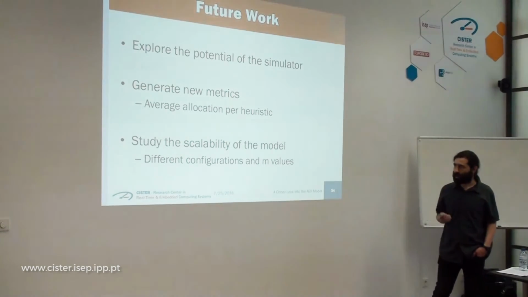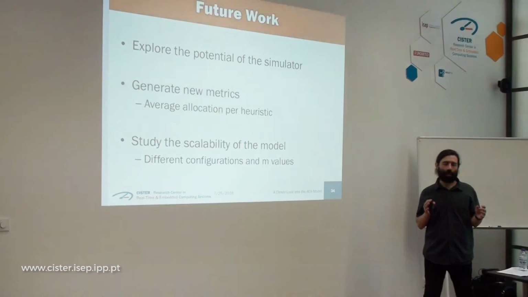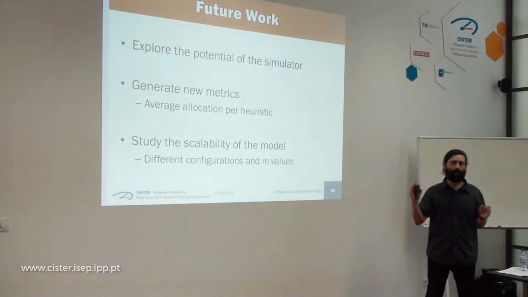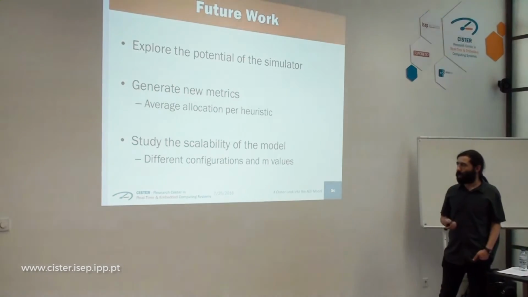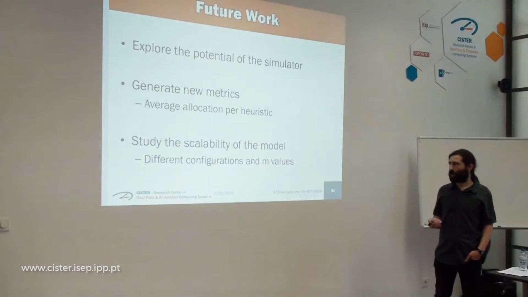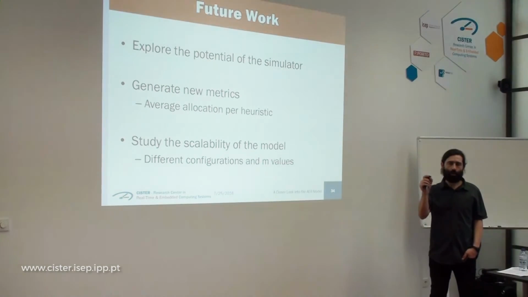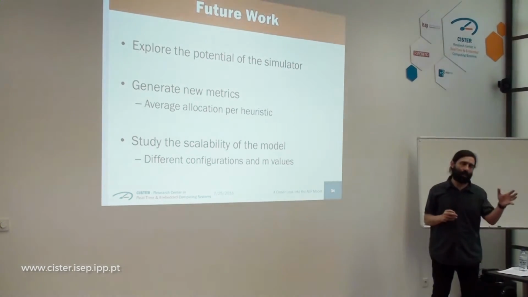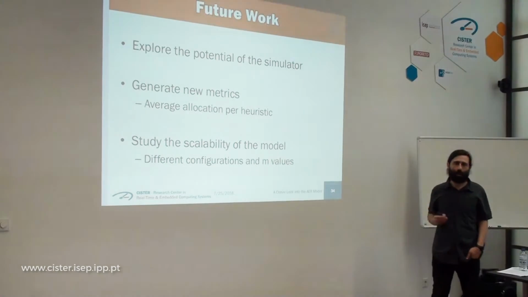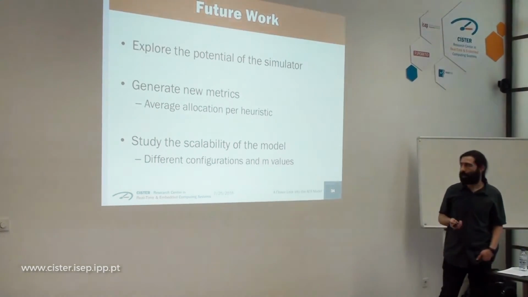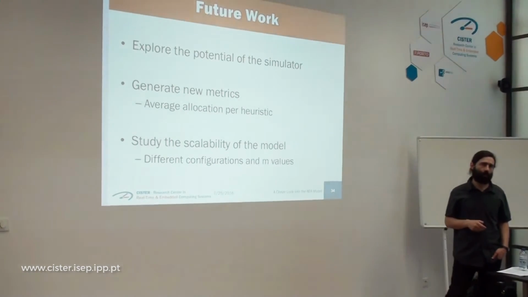For future work, we want to explore even further the potential of the simulator. We want to generate new metrics. An example of such a metric would be the average allocation per heuristic, and this metric would allow us to infer information about how the system is actually allocated most of the times on average. Then, an important aspect that we want to study as well is how the model scales, because as we saw, when you are using small E's compared to larger R and A phases, the model doesn't scale. So if you increase the number of cores, the model will behave sequentially. So here we want to study that scalability for different configurations and different values of n.